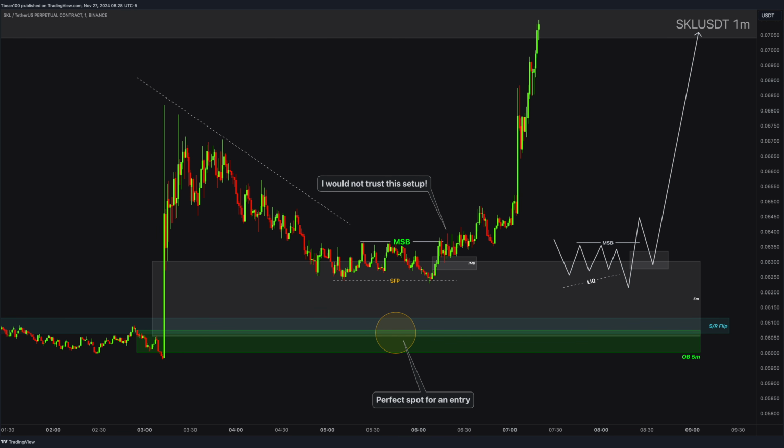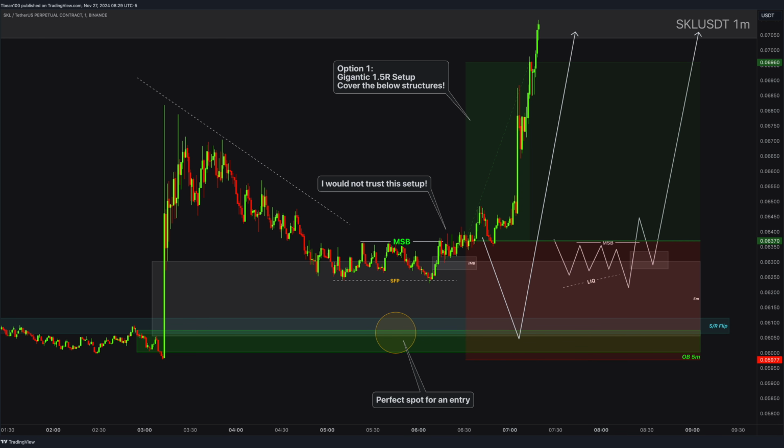However, in my opinion, this is a very tricky trade here. The bottom area confuses me a lot. So what can I do here? What kind of order and risk management can I use? Option 1. I would use this gigantic 1.5 hour setup and cover my deep area. If I do this, I would feel really comfortable with a trade against possible pullbacks. Because in this position, we have a high risk of deep pullback here.